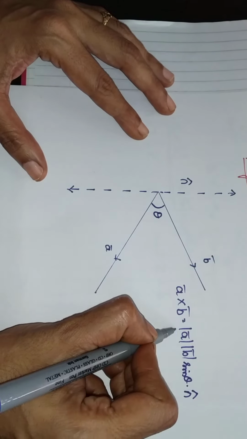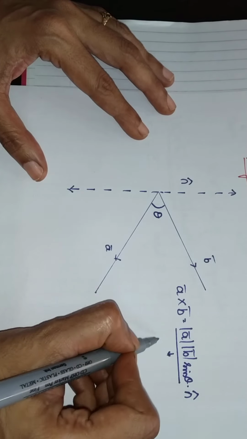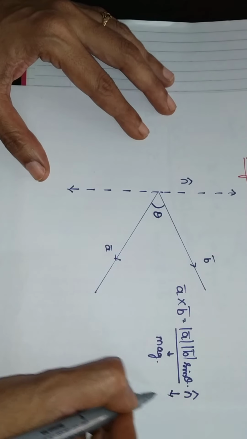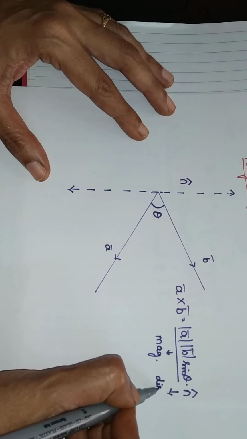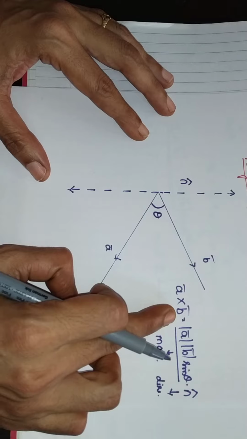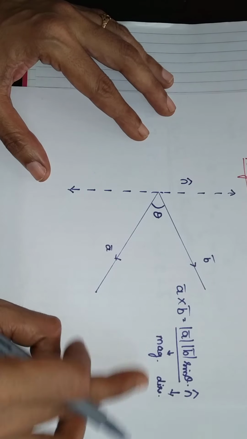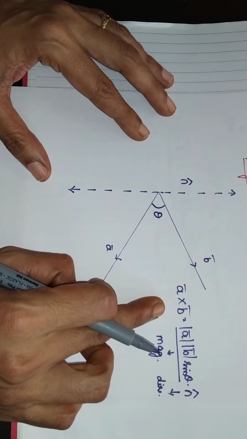So over here, these values mod A, mod B and sin theta give us the magnitude of the vector, whereas n cap, being a vector itself, a unit vector, gives us the direction. So as a result, A cross B is a vector having both magnitude and direction. Thus we define the cross product of vectors.